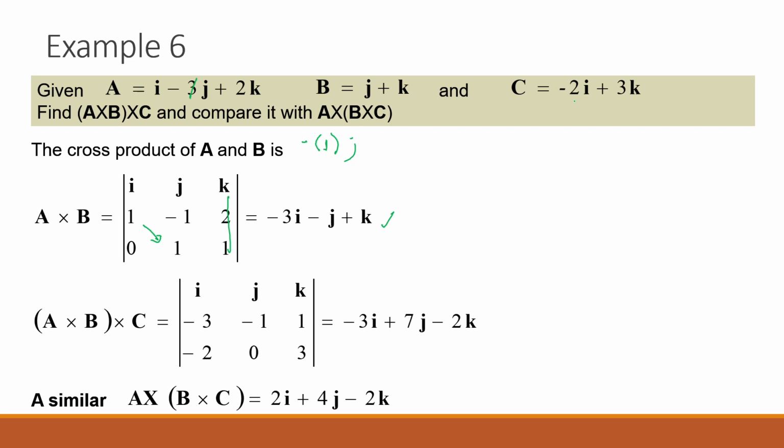C is negative 2i, we don't have j so it's 0j, plus 3k. Same thing for component i: negative 1 times 3, you have negative i because the other product is 0. Later on component j, if we use this direction, negative outside. Negative 3 times 3 is negative 9, and this direction is minus negative 2, so it's plus 2. Negative 9 plus 2 is negative 7, outside negative, so positive 7j.